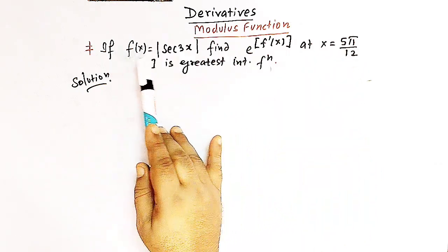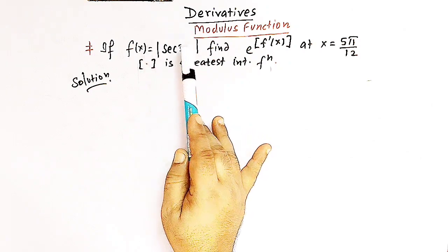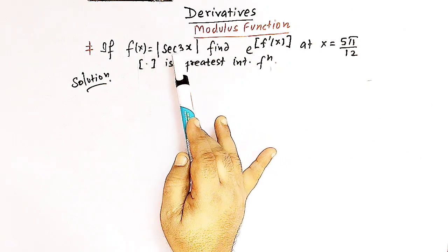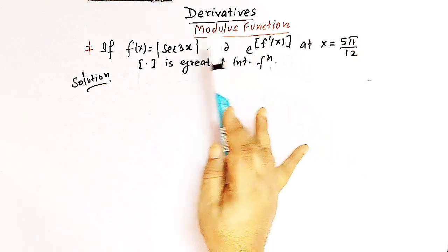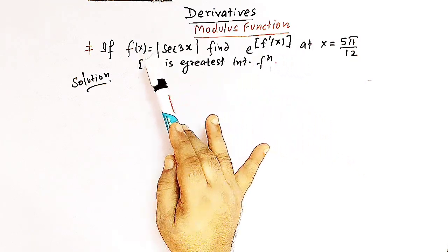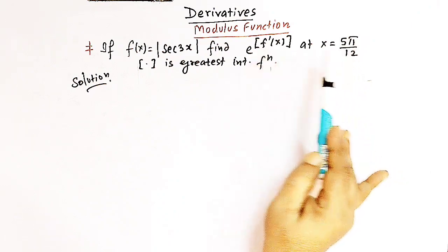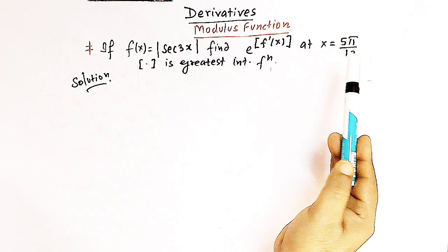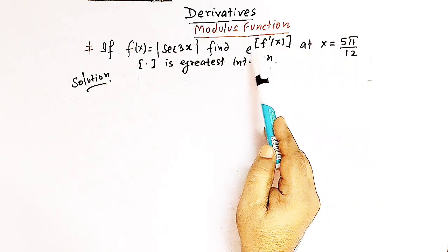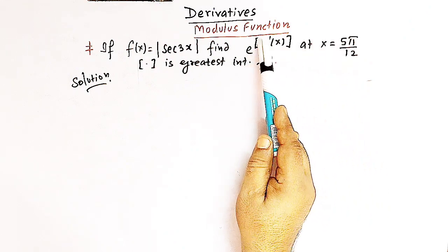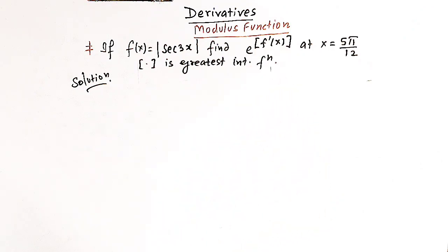So here we are given a mod function, the mod function of a trigonometric function, and then we have to find the derivative of this function at this point 5 pi by 12, and then with the help of the value of the derivative at this point, we'll calculate the value of e raised to greatest integer of f prime of x. So here we are going to use the definition of mod function and some important concepts from trigonometry.